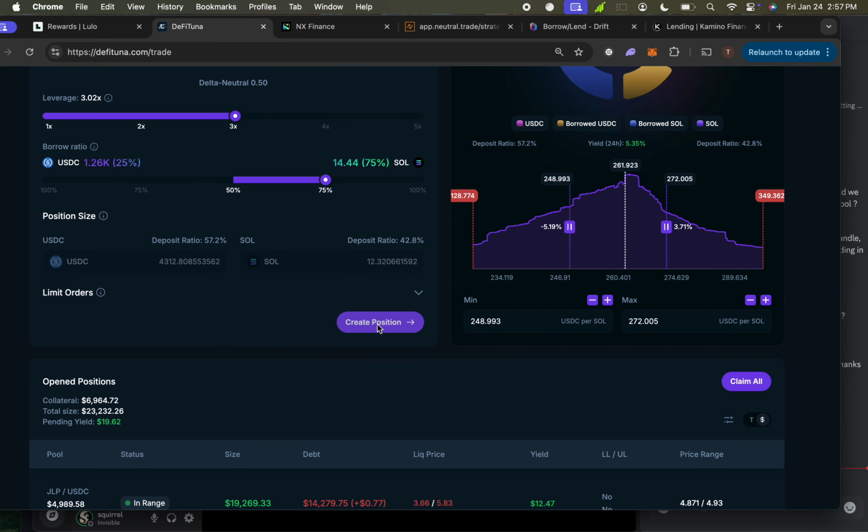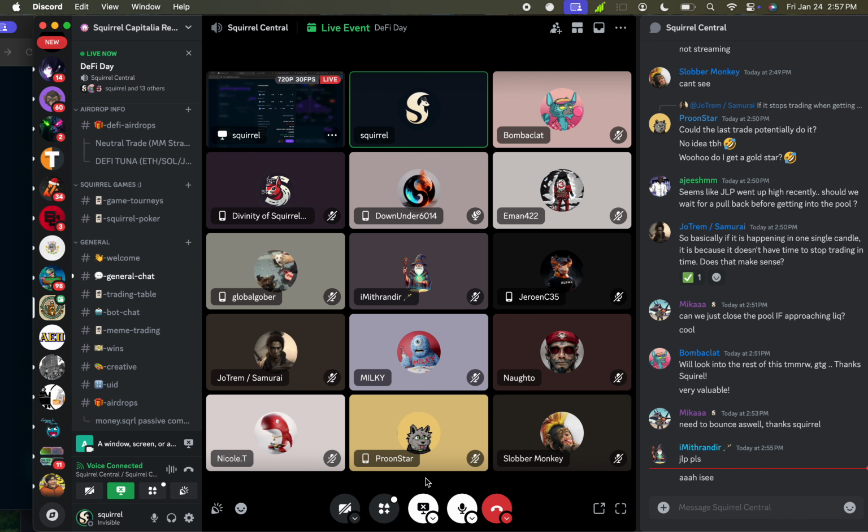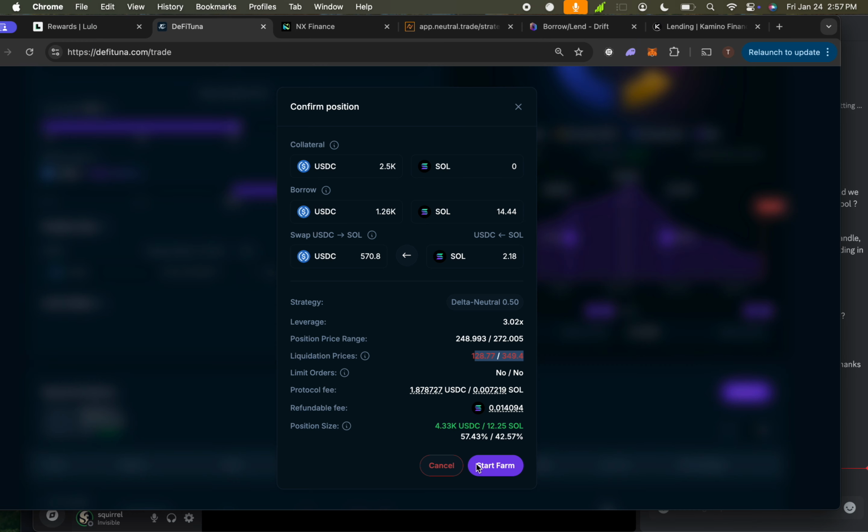Okay, so I'm going to create this position. We can see my leverage is 3, my liquidation prices are these, no limit orders, and my fee to do this is $2. I'll get this Sol back. So you are also paying a small fee in Sol to actually earn those funds. I'm going to click Start Farm.